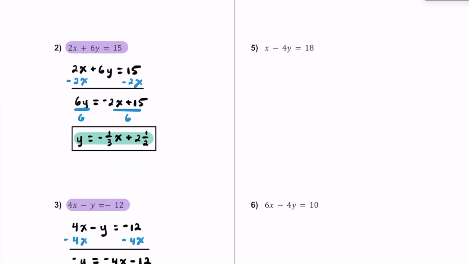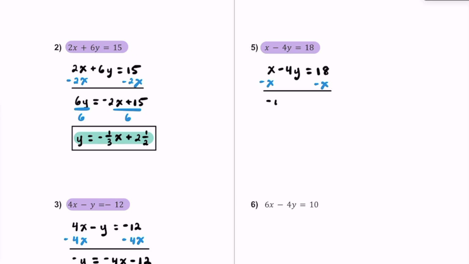All right, for number 5, let's see. We have this equation of x minus 4y is equal to 18. Let's go ahead and write this down. We have a is 1, b is -4, and c is 18 here. So let's move the ax term to the other side. Let's take away x from both sides. Once we do that, we're going to be left with -4y is equal to -x, or -1x, plus 18.